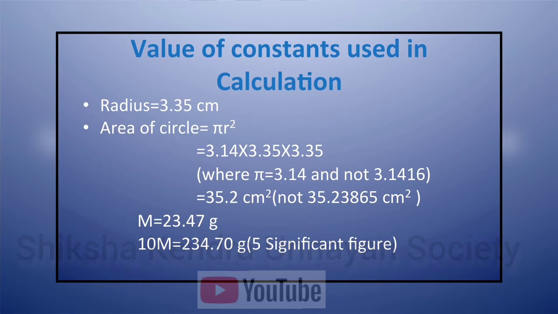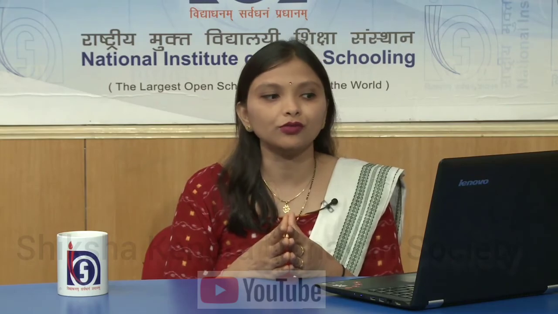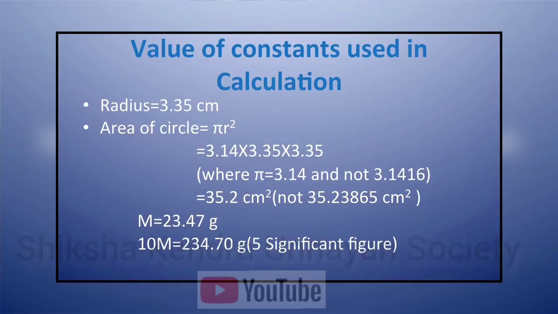Now, the area will be equal to 3.14 into 3.35 into 3.35, that is equal to 35.23865 centimeter square. But as we have to keep only 3 significant figures, the result will be equal to 35.2 centimeter square. If a measured quantity is multiplied by a constant, all the digits in the product are significant, that are obtained by multiplication.